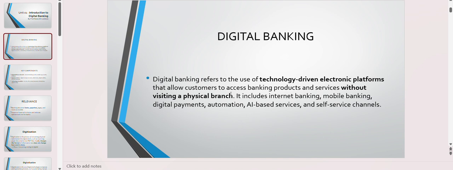Digital banking refers to the use of technology-driven electronic platforms, like you are using in your day-to-day life, like Google Pay, PhonePe, Amazon Pay, and so on, that allow customers to access banking products and services without visiting a physical branch. Like you can withdraw money, you can pay money, and more functions like that. You can pay electronic bills and so on. So it includes internet banking, mobile banking, digital payments, automation, AI-based services, and self-service channels.